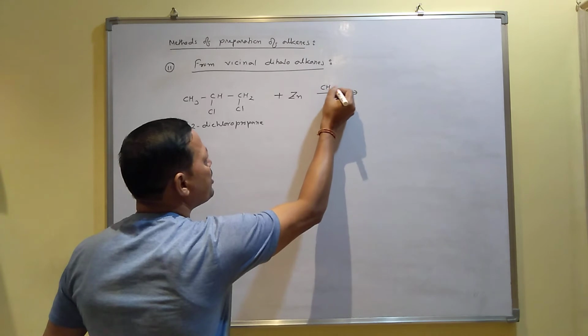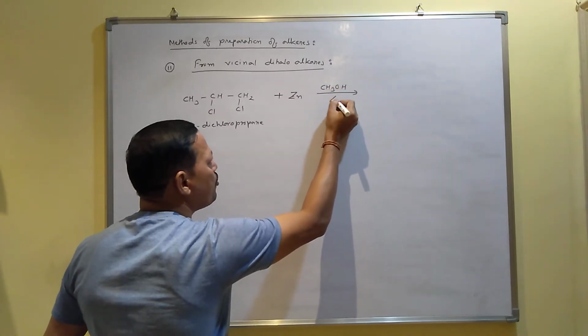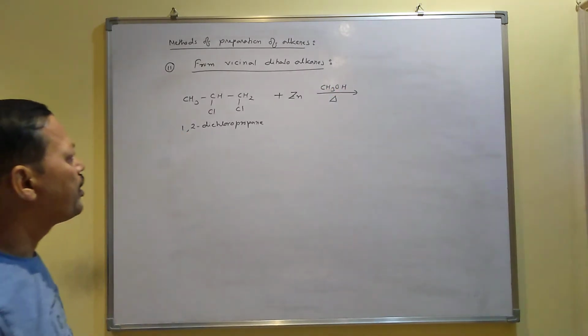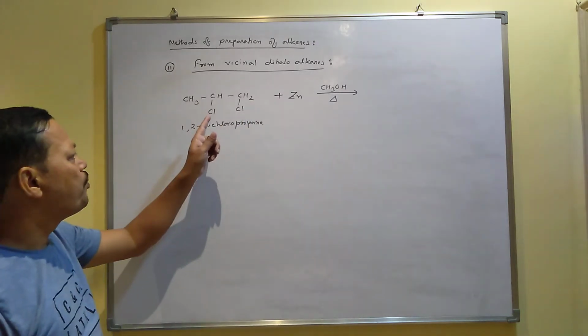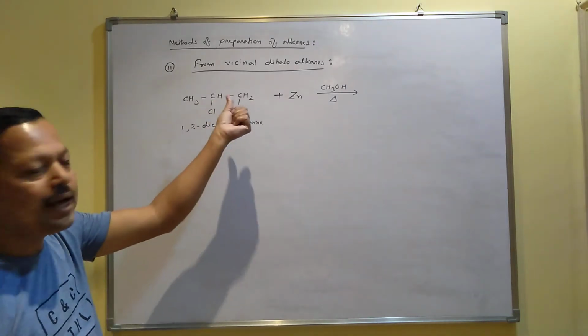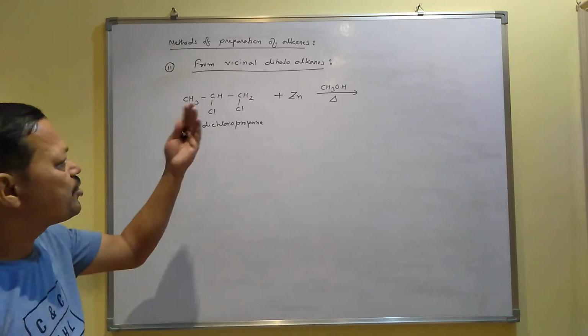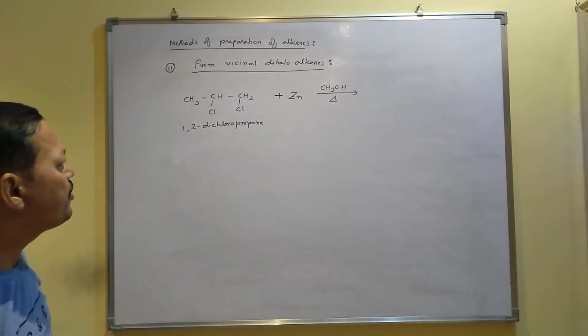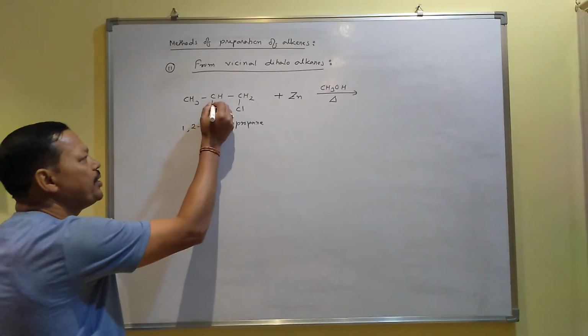When this type of vicinal dihaloalkane reacts with zinc metal in presence of a catalyst, your catalyst is methanol, CH3OH, and some amount of heat is required. Then in presence of zinc, both the chlorines will eliminate from this compound, and this is one example of an elimination reaction. And how will the chlorine eliminate?